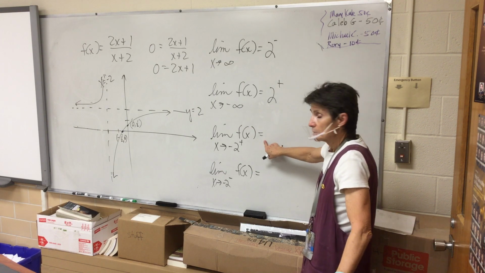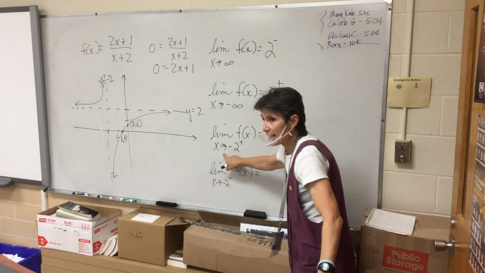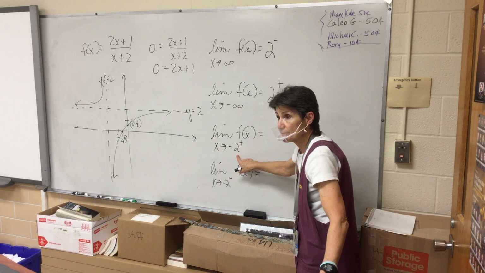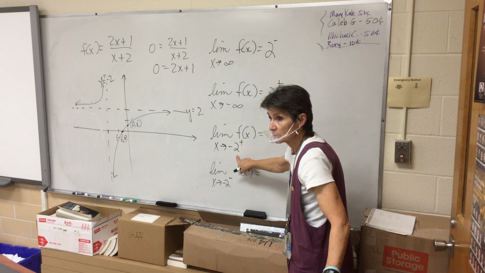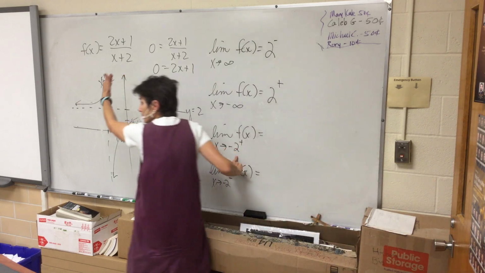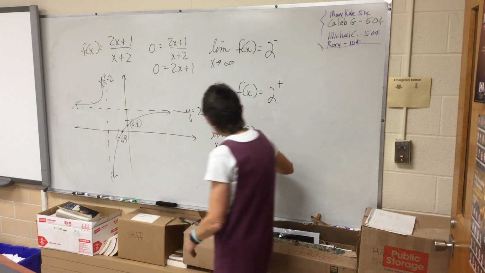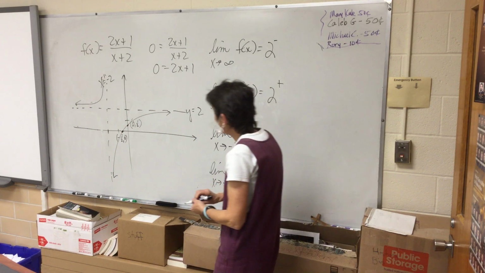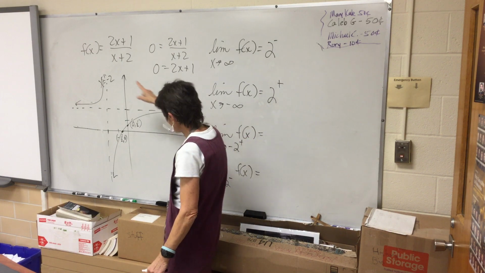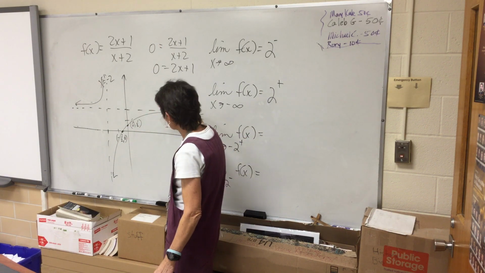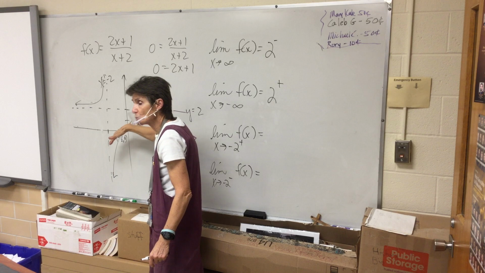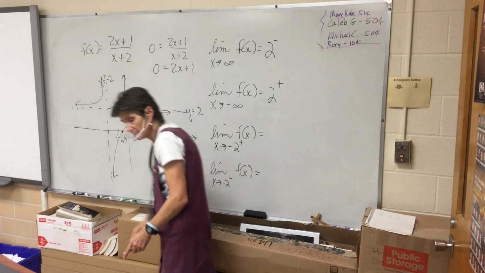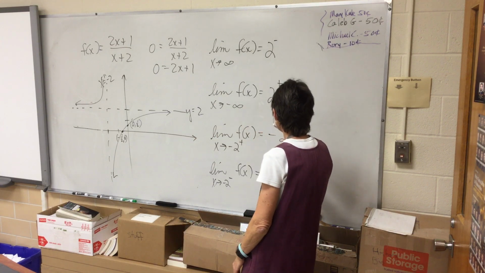Now, this right here tells you exactly where you're looking. X is approaching -2. That's our asymptote, right? And it's approaching from the right side. So what happens as you approach that asymptote from the right side? Get closer and closer and closer to that asymptote. What's happening to your curve? -infinity. You're going down.